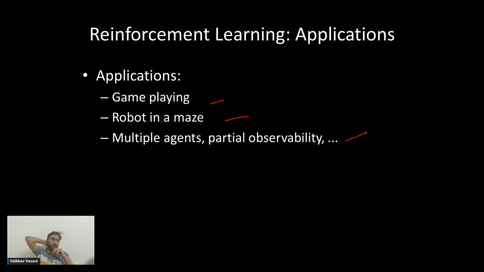Game playing, robot in a maze. For example, you might have heard that Japan is quite ahead in the case of robots. There are shops where the robots are delivering coffees, or maybe any other product. Take an example of a coffee shop where robots are delivering it.